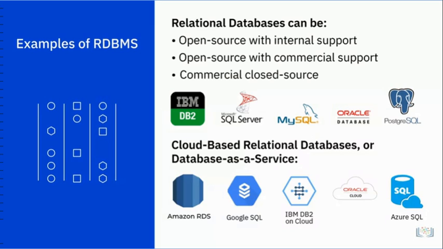Relational databases range from small desktop systems to massive cloud-based systems. They can be either open source and internally supported, open source with commercial support, or commercial closed source systems. IBM DB2, Microsoft SQL Server, MySQL, Oracle Database, and PostgreSQL are some of the popular relational databases. Cloud-based relational databases, also referred to as database as a service, are gaining wide use as they have access to the limitless compute and storage capabilities offered by cloud. Some of the popular cloud relational databases are Google Cloud SQL, IBM DB2 on Cloud, Oracle Cloud, and SQL Azure.